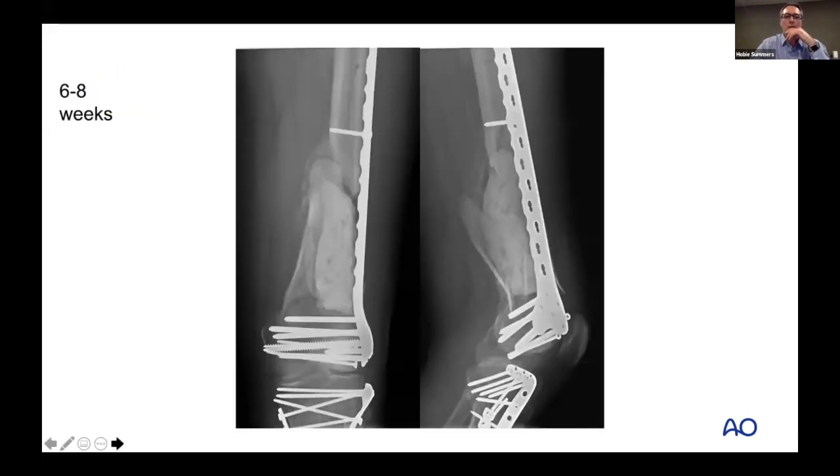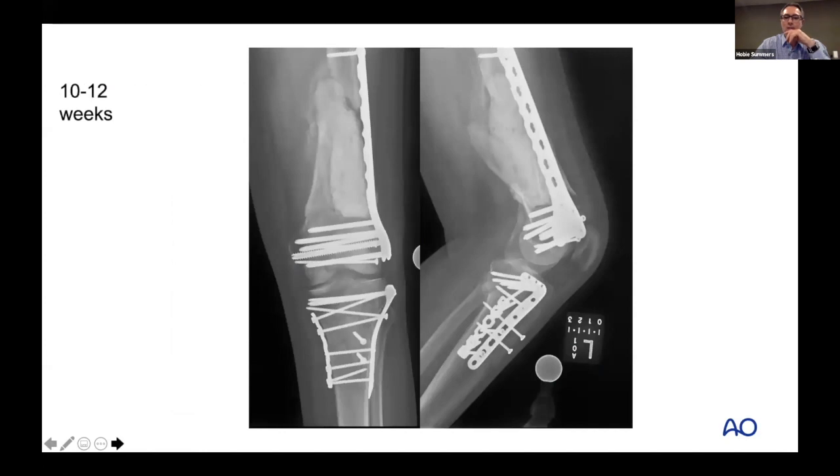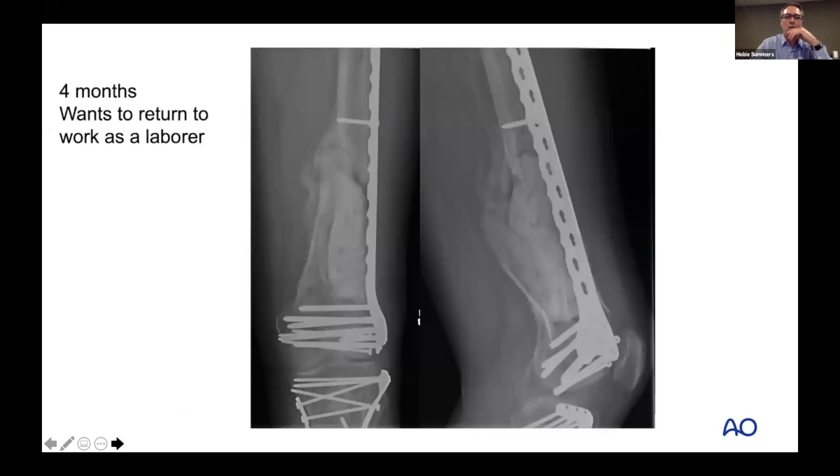So here he is at 6 weeks. He's making a little bit of callus. He's got this big cement spacer, and I was thinking initially I'm going to come back and bone graft this for sure. Here he is at somewhere between 10 and 12 weeks, still making callus, making a little healing bone. He's not really hurting that much. I'm letting him start walking on it. And here he is at 4 months.